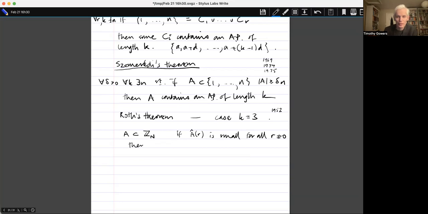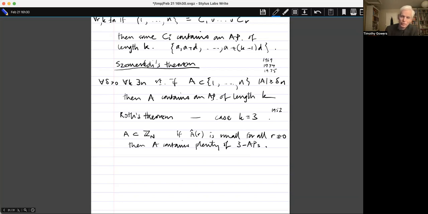Then A contains plenty of, I'm going to abbreviate arithmetic progressions of length 3 by 3 APs. And the full proof that we're going to give of Roth's theorem, which I will state more formally when we get to it. So I'll prove some lemmas that we'll use, and then I'll state the theorem.